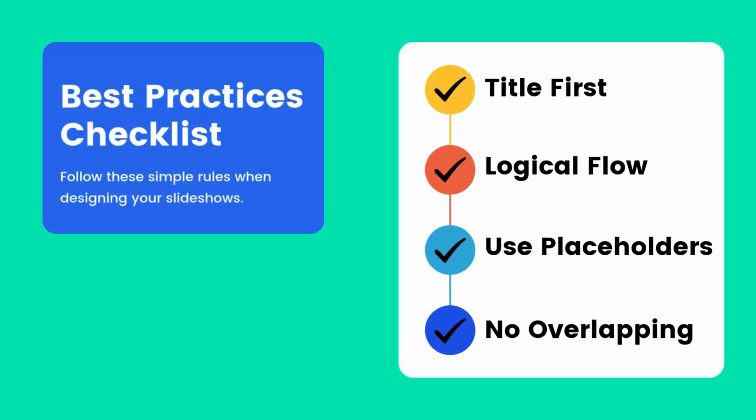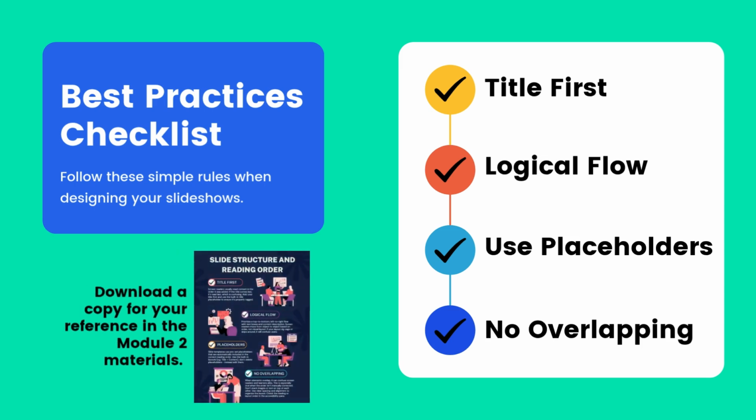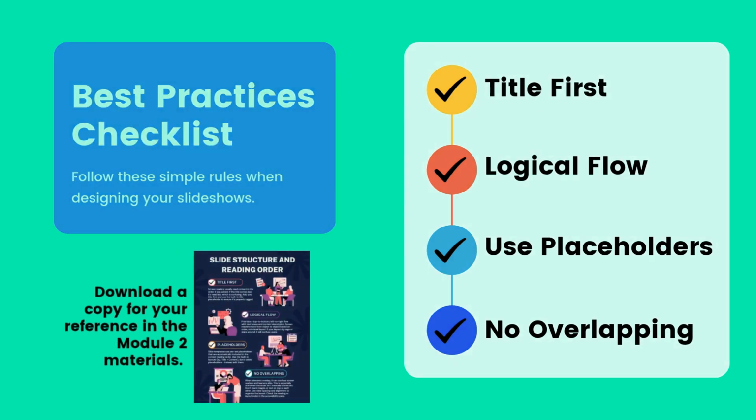Best practices checklist. Follow these simple rules when designing your slideshow. 1. Your title should always come first. 2. Create a logical flow of content. 3. Use placeholders for correct labeling. 4. Make sure elements don't overlap. You can download a reference infographic in the Module 2 resources.